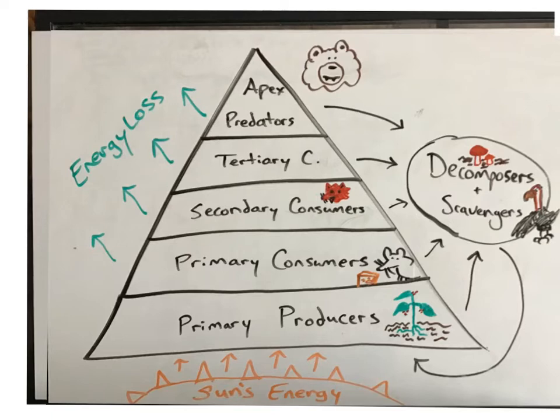I have a little mouse drawn on there. So this could be little mice. This could be little fish. This could be a variety of small organisms that only eat plant life or get all their energy from the primary producers. Next up, we have secondary consumers.